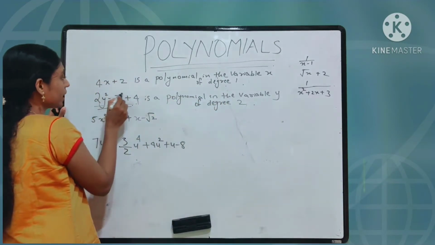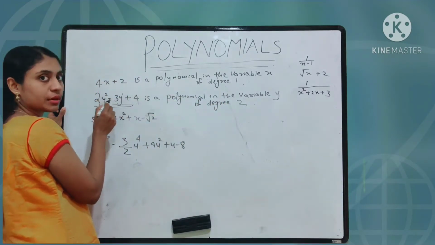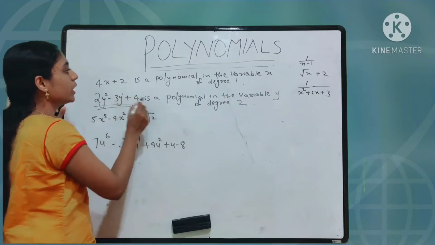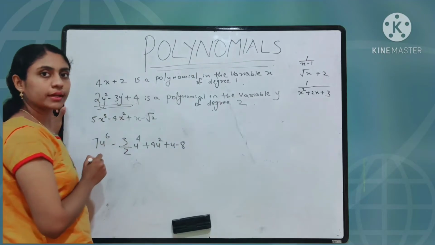Because here y square and y raised to 1, which is having the highest power? y square. So it is a polynomial in the variable y of degree 2.